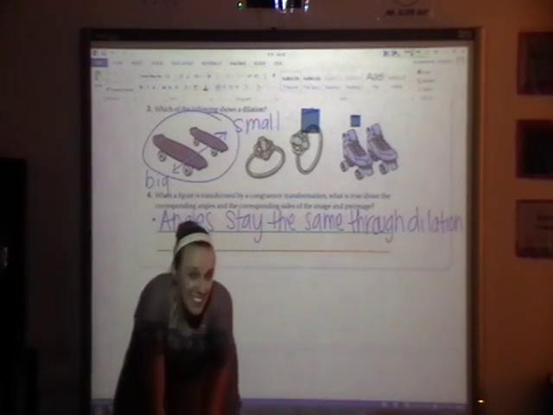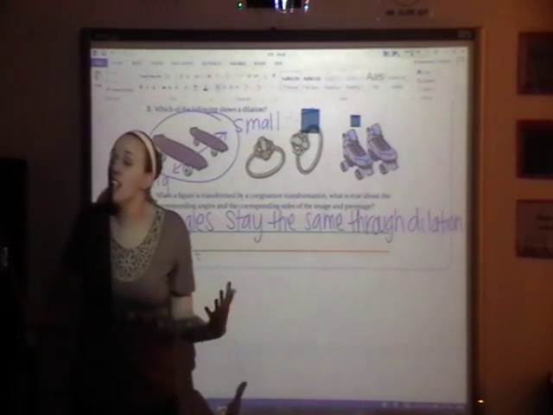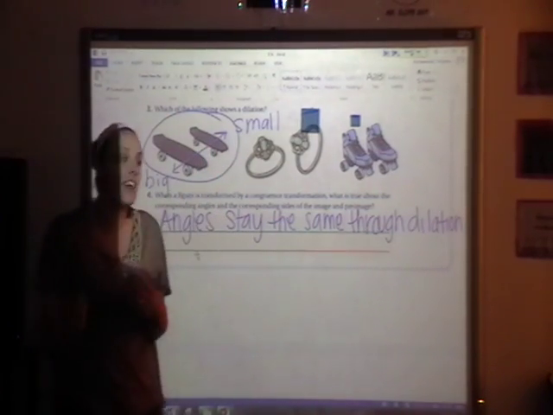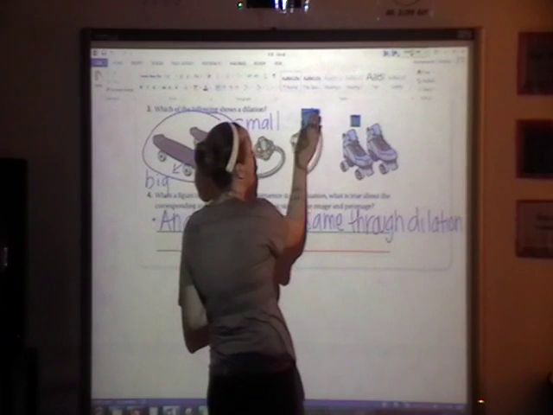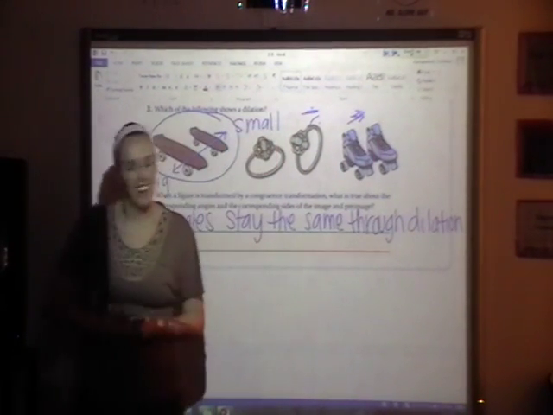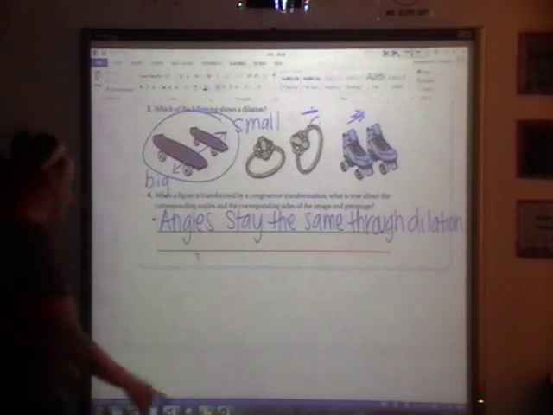So it's not true that your angles get smaller. They stay the same. A square is still a square. It still has 90-degree angles.